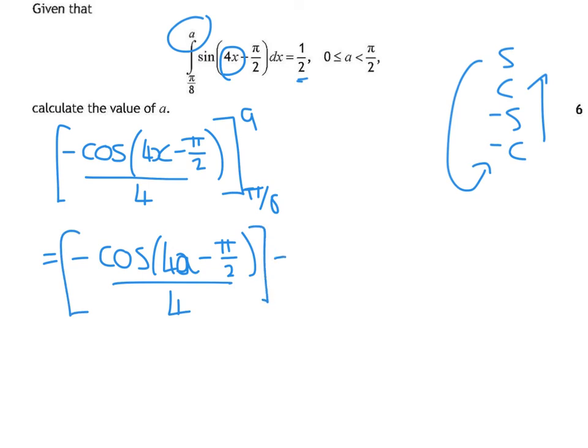Take away, then we're going to sub in pi over 8. Which gives you negative cos. 4 times pi over 8 is 90. Take away 90 is just 0. So this gives you cos of 0 all over 4. And we're told that that equals 1/2. So I've kind of set up a wee equation.